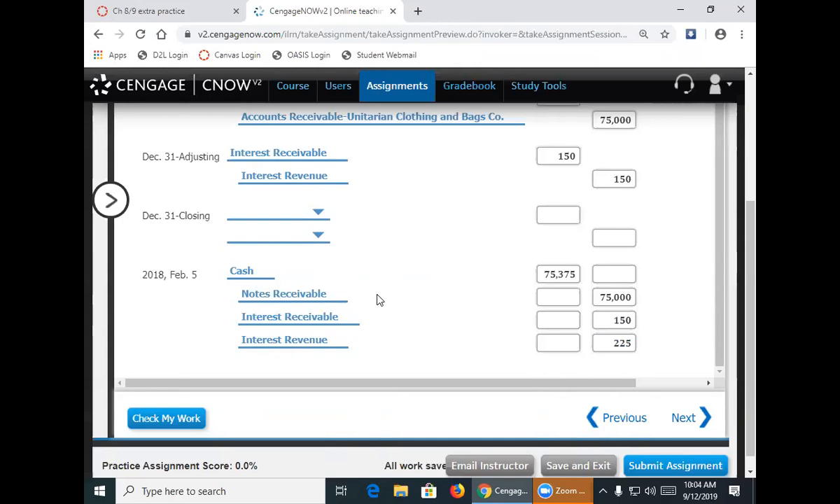Okay. Any questions on notes? So again, just to recap, you need to understand the first journal entry, just issuance of a note at the face value. How to calculate maturity value of a note, which was the 75,375, so principal plus interest. And then your adjusting entry and receiving full payment.